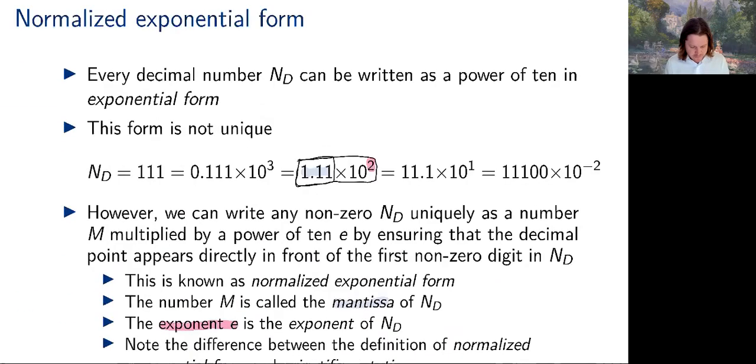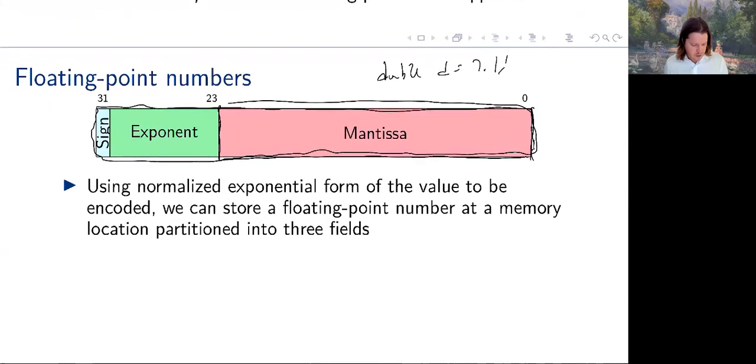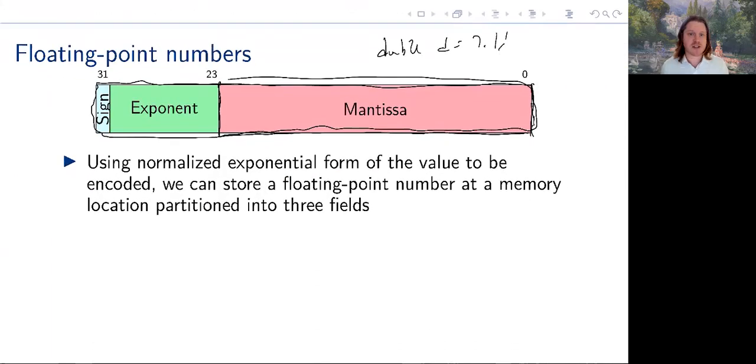The exponent shown here in red is going to get stored. And again, this would all be base 2. It's just easier to think about.